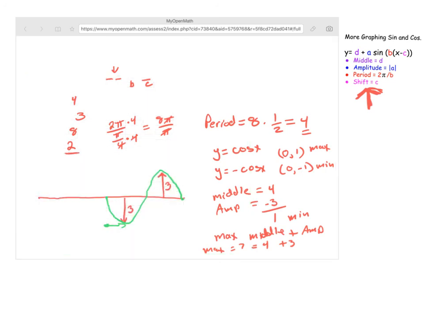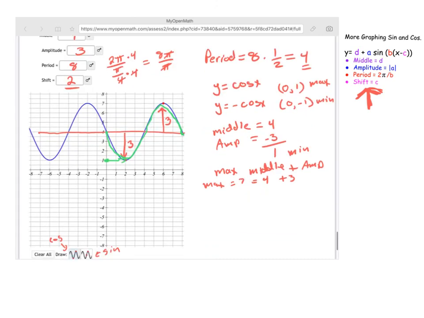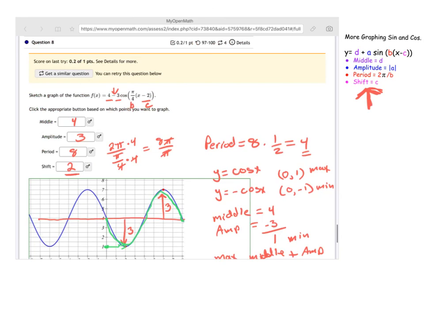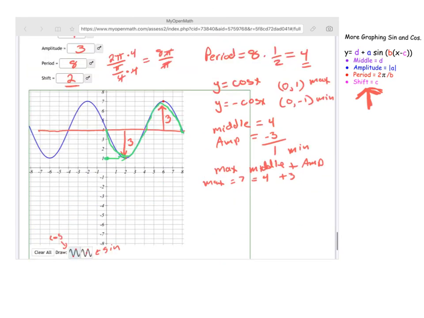So let's just double check and see if we actually got the right answer. Let's submit this, and that looks good. It looks like we did get the right answer there.